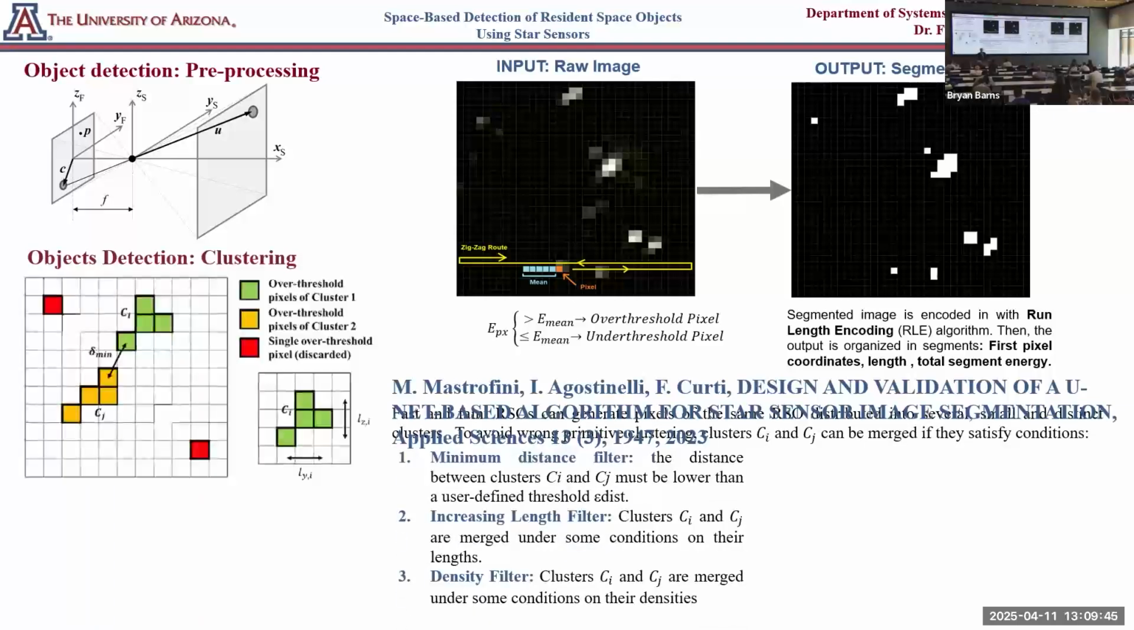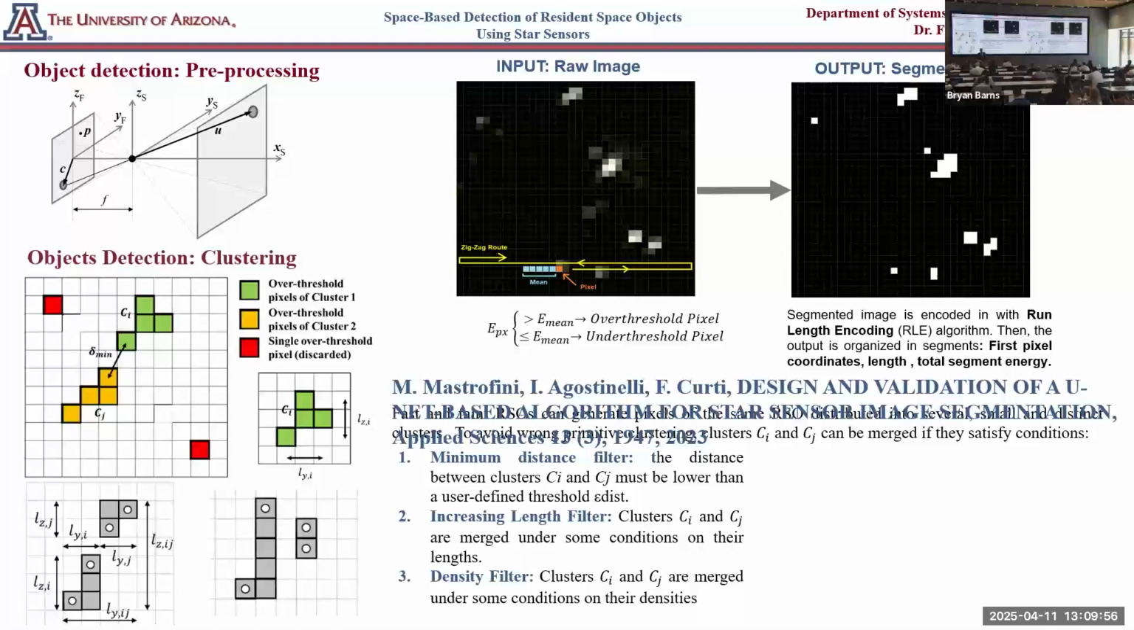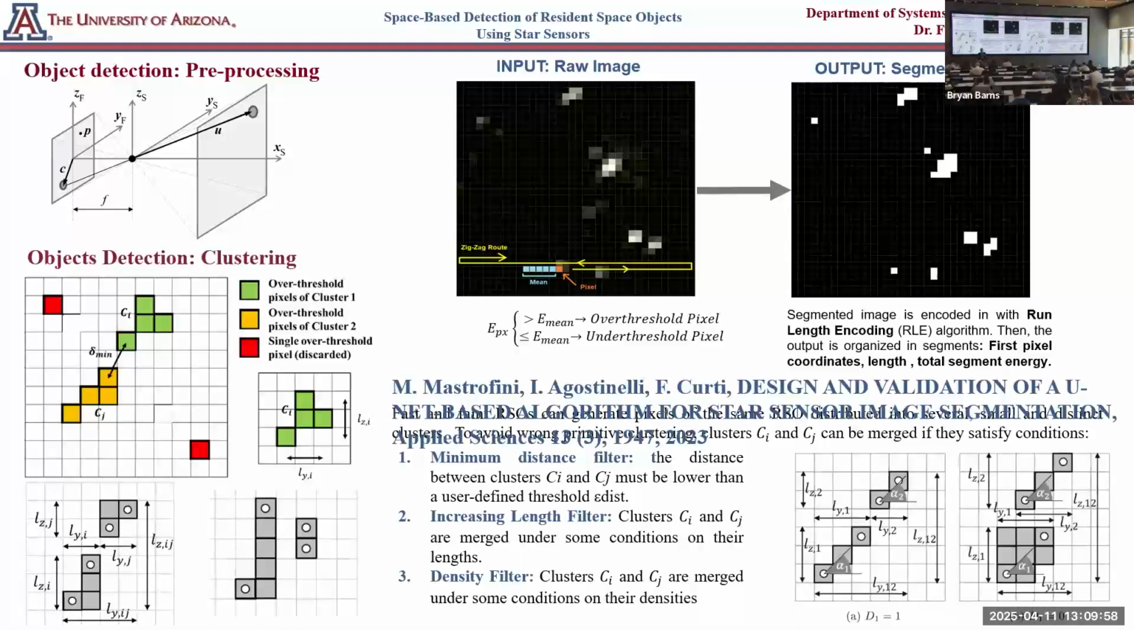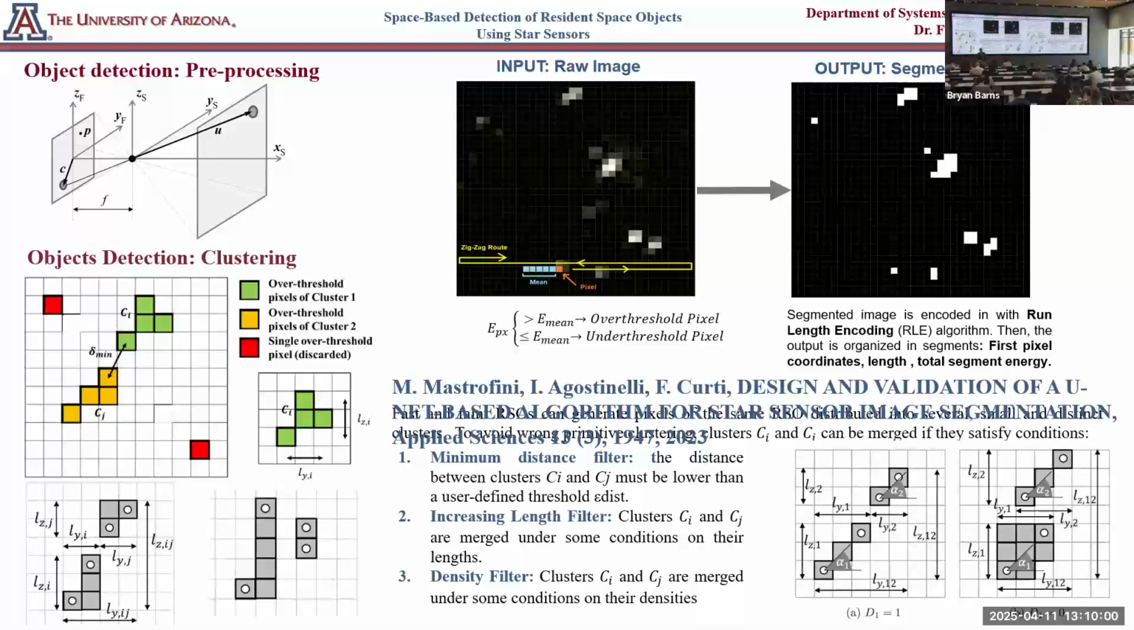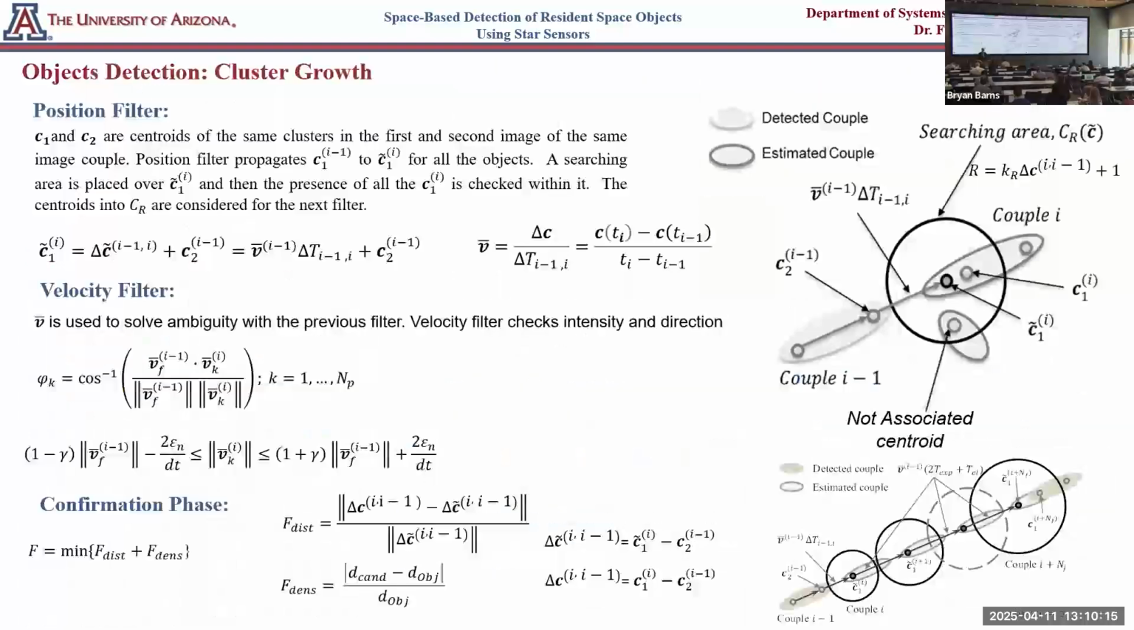But okay, we introduce other filtering techniques, for example, the distance, the length and the density. For what? Because actually, when we have these streaks, we have several groups of pixels. So we need to link together this information in order to have the final streaks. That is our object.